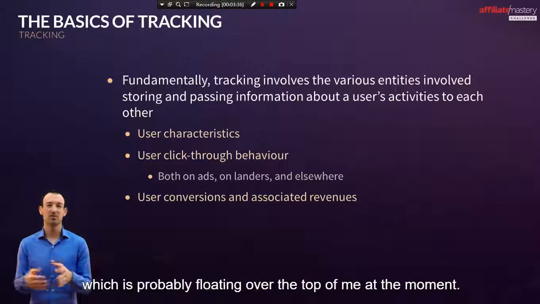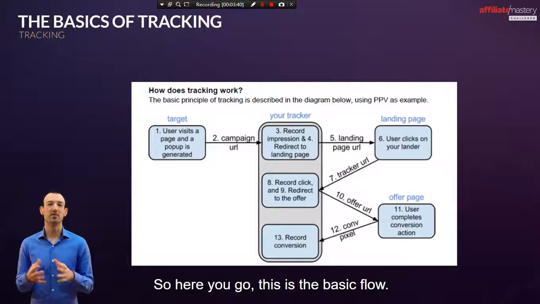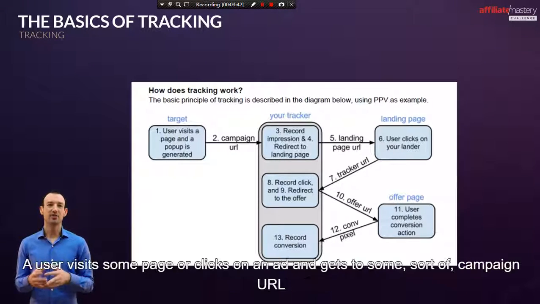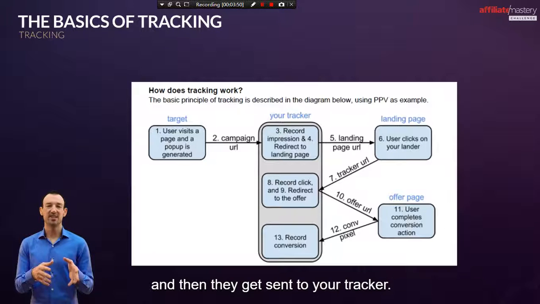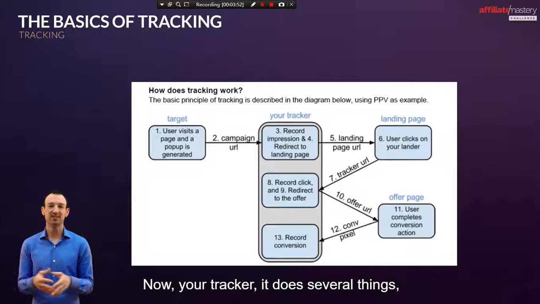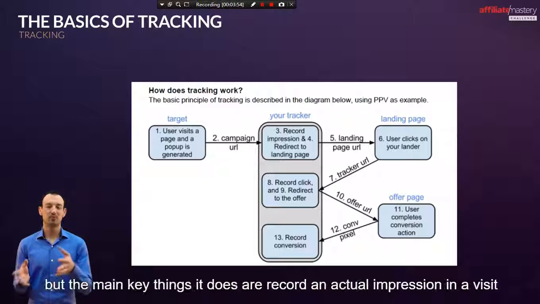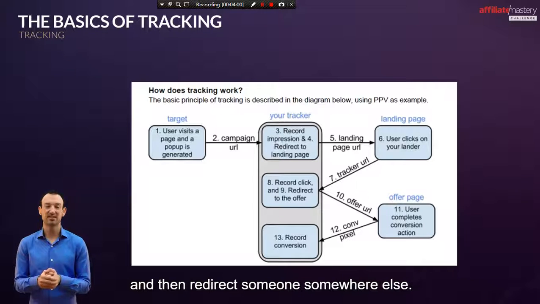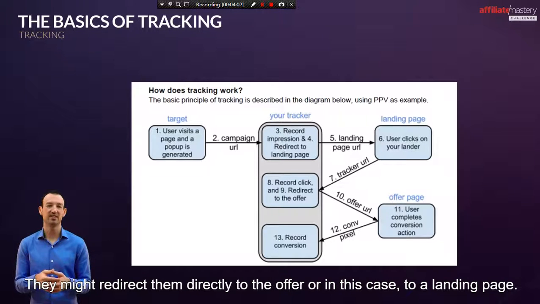Now, you can show a basic tracking process schematically, which you can see on this image here, which is probably floating over the top of me at the moment. So here you go. This is the basic flow. A user visits some page or clicks on an ad and gets to some sort of campaign URL, and then they get sent to your tracker. Now, your tracker does several things, but the main key things it does are record an actual impression in a visit and then redirect someone somewhere else. They might redirect them directly to the offer, or in this case to a landing page.